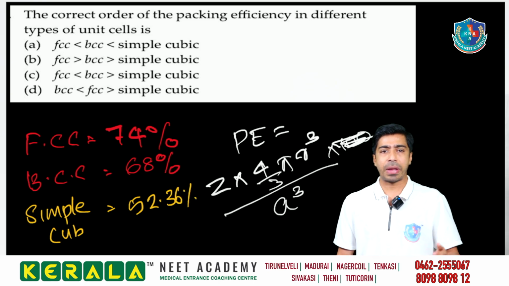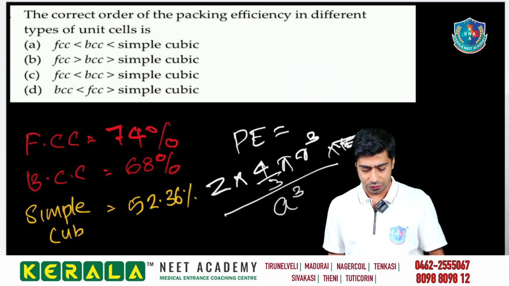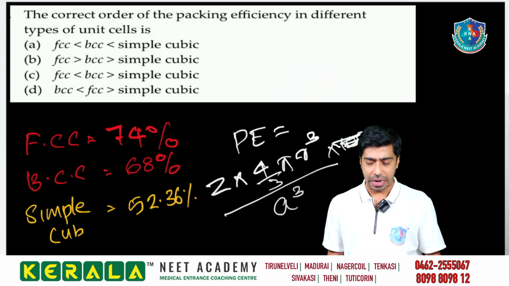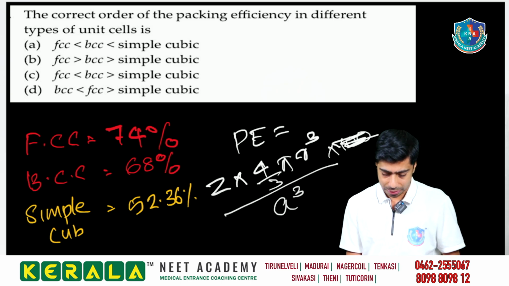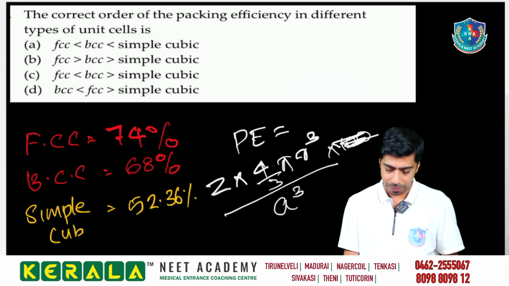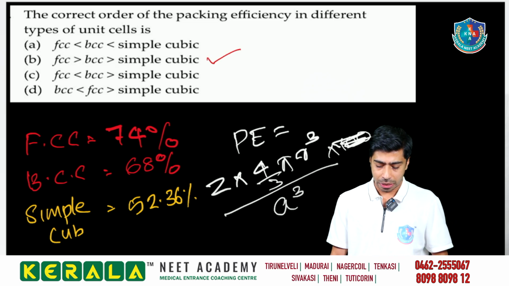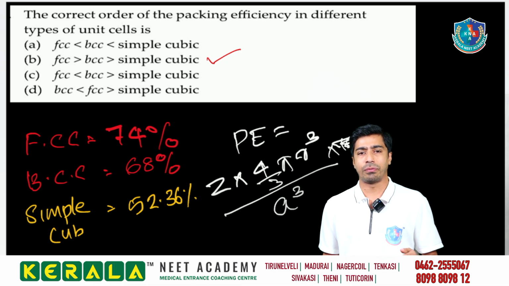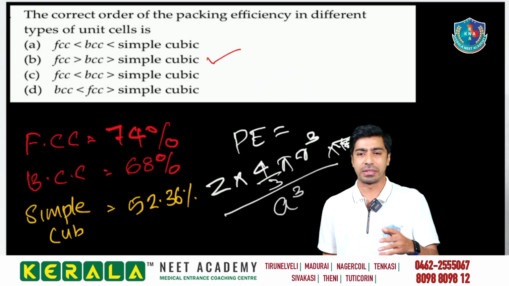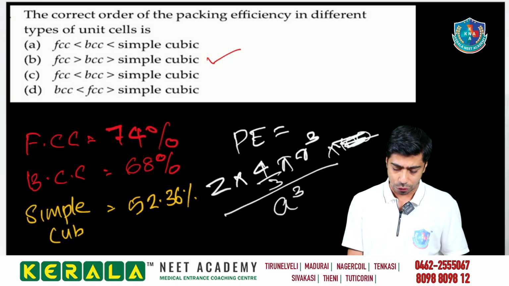So the maximum packing efficiency is for FCC, then BCC, and the least for simple cubic. So here we can say that FCC is greater than BCC, and BCC is greater than simple cubic. And also, sometimes the question will ask for the packing fraction, giving values like pi by 6, etc. For that, we should know all these values.